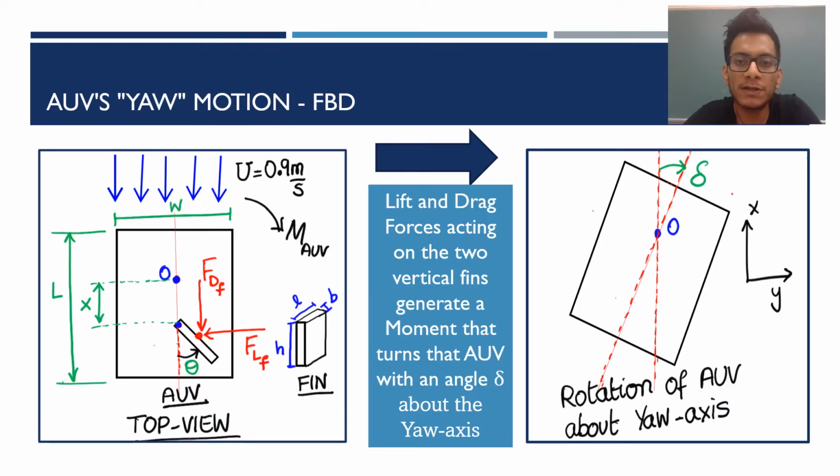For the yaw control, it was assumed that the drag and the lift forces acting on the vertical tail fin would induce a moment around the AUV that would rotate it with an angle delta. From the free body diagram, it can be seen that the angle of rotation of the fin is denoted using theta, whereas the angle of rotation of the AUV about the yaw axis is denoted using delta.